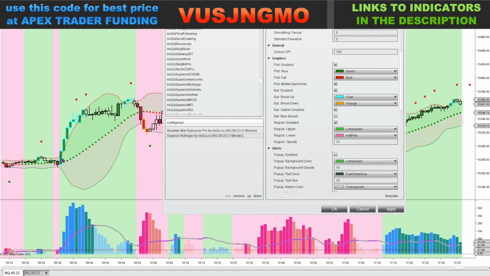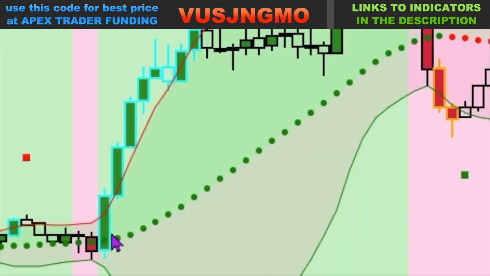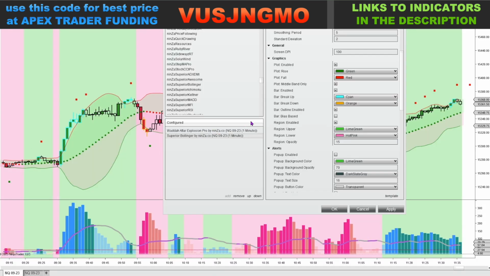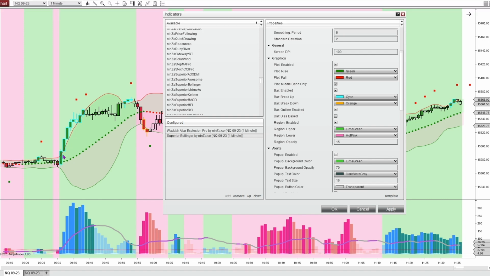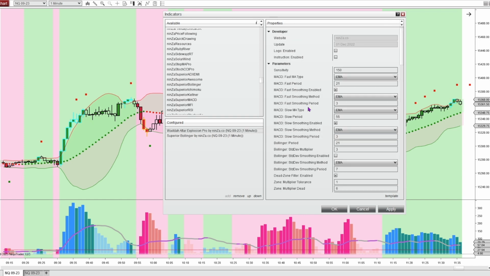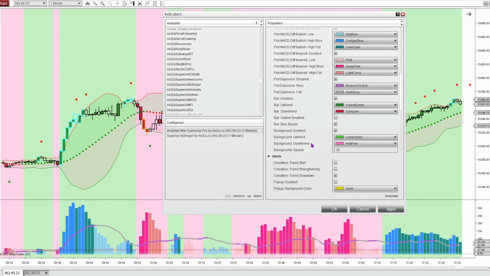the Bollinger candles are printing the outline. You can see this cyan color that I have for the bar break up. So it's printing the candlestick outline. So this way I know when price is breaking through the Bollinger line, but yet I can still see the candle color printed by the WA Explosion indicator. So it's just a little trick you can use on any of their indicators that offer the candlestick to be colored with the bar enabled.